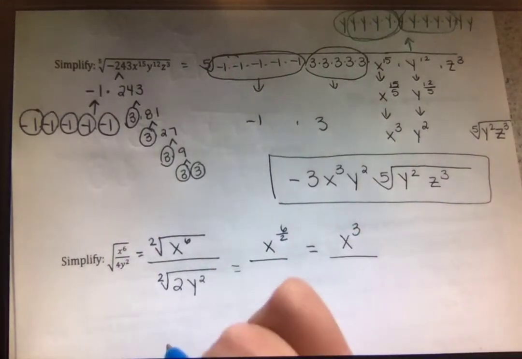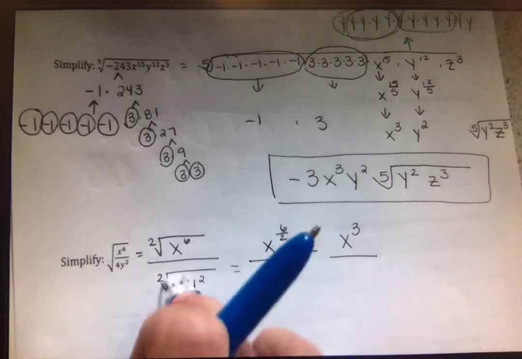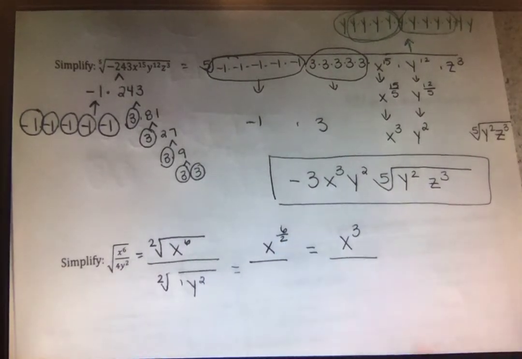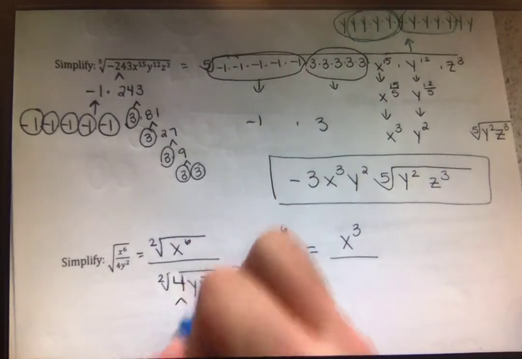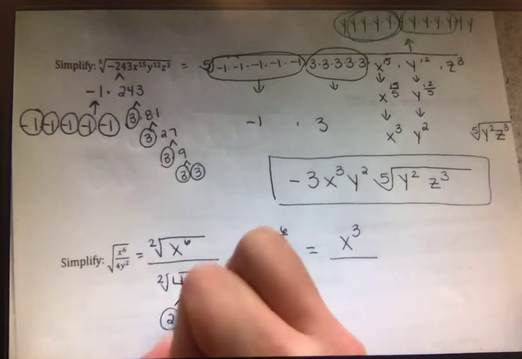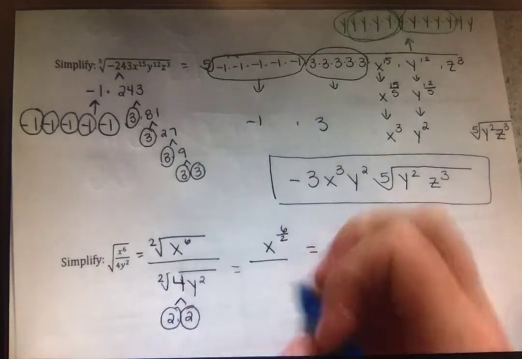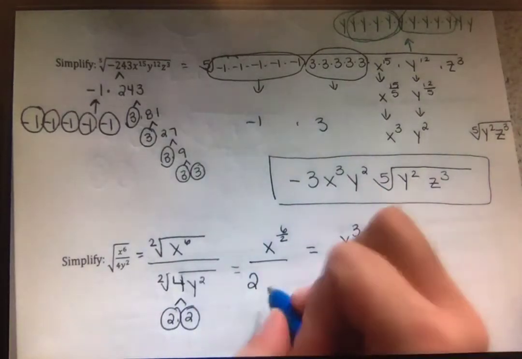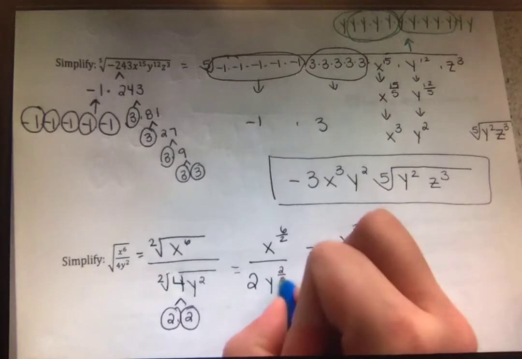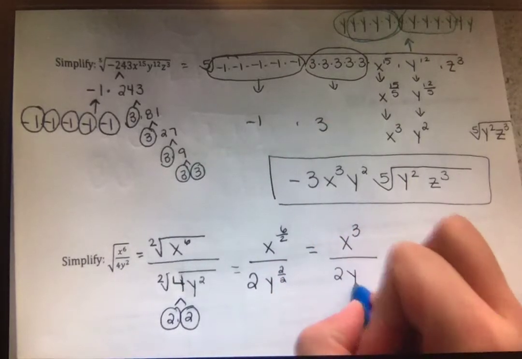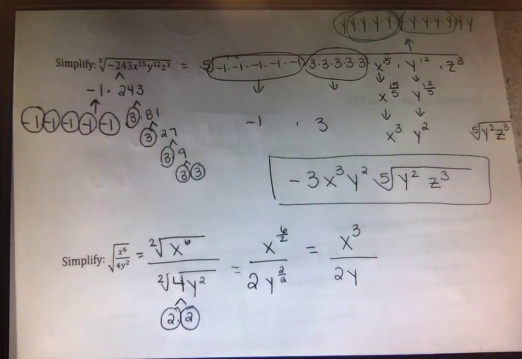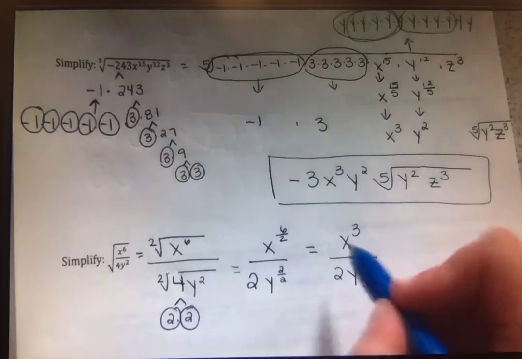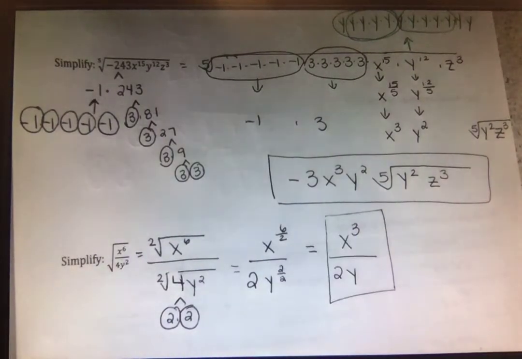Divided by, I'm sorry, I rewrote the answer here. This is supposed to be 4, but we can break down 4 into 2 times 2. So that means we're taking out groups of 2. Those two 2s are coming out of the radical, nothing's left over. y to the 2 divided by 2 means one group's coming out. None are left over. So you have x cubed over 2y. Final answer.